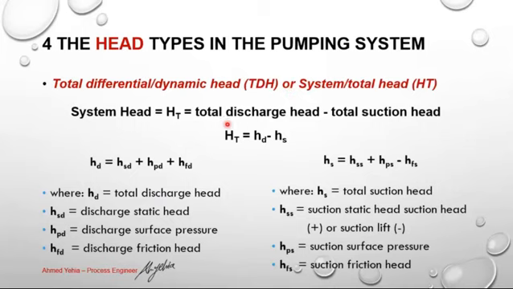Finally, the system head, or the total head, or the dynamic head, is calculated by the total discharge head minus the total suction head. The total discharge head is the discharge static head, as we said, the height between the center line of the pump and the surface of the tank, plus the discharge surface pressure, the pressure at the tank above the liquid surface, and plus the discharge friction head, as we will calculate.